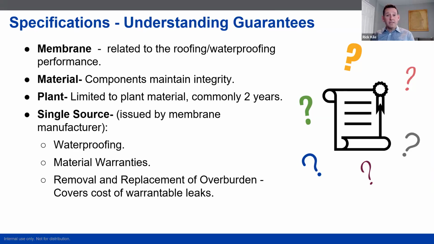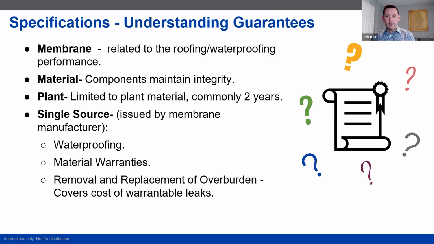So understanding guarantees, really critical. Obviously the membrane, so anything related to the roofing or waterproofing performance, how the overburden might affect that. Do we have material warranties? So are there individual components either in the vegetated roof assembly or the overburden? Are those part of like a total system warranty, or are those individually warranted?